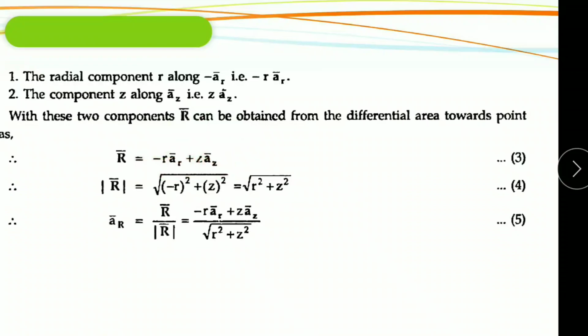So the sum of these two vectors is minus r ar bar plus z az bar. This is the vector notation of r bar, and the magnitude of this vector is equal to square root of r square plus z square. According to the definition of the unit vector, ar bar is r bar by mod of r bar. Now substitute the r bar value here: minus r ar bar plus z az bar by square root of r square plus z square.